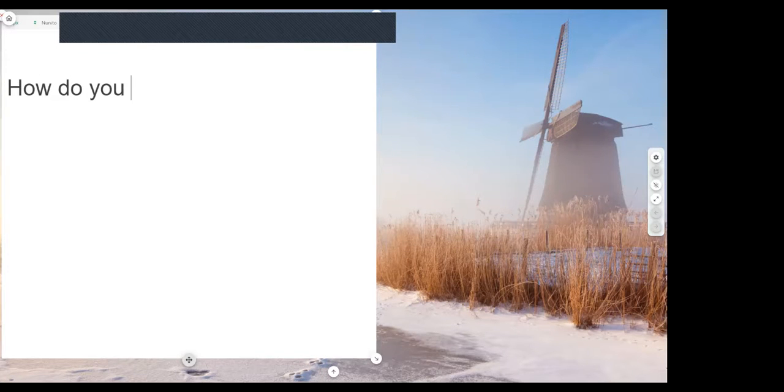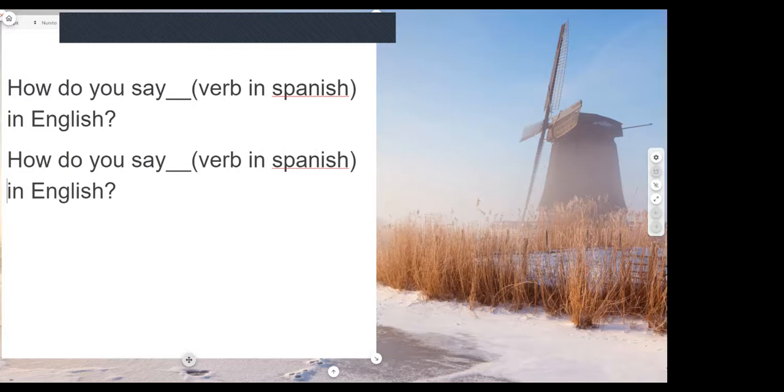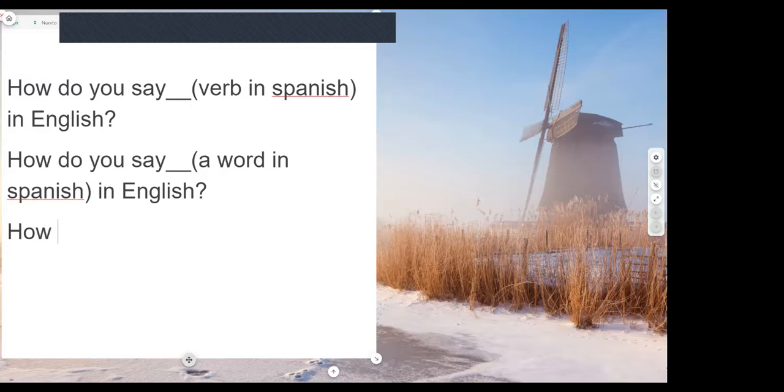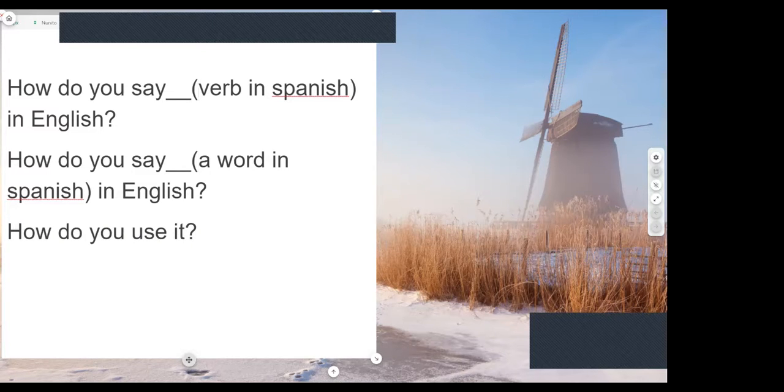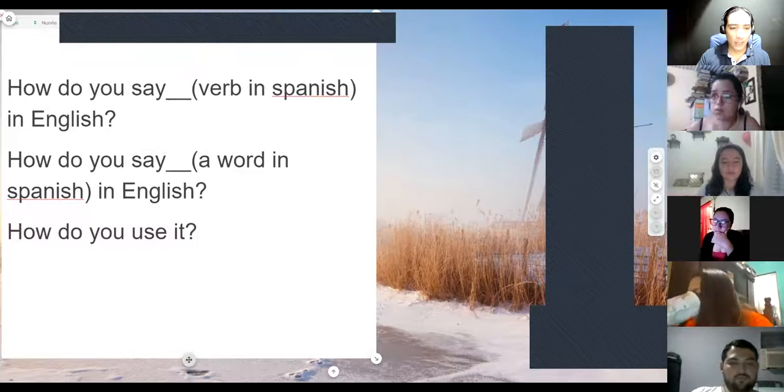So remember, you have to use the verb. How do you say the verb in Spanish? Okay, let me do it this way. Okay, in English. That's the first question. The second question is very similar. You say, how do you say a word in Spanish, okay? And then you ask, how do you use it? Okay, so first, how do you say soplar in English? Anybody? How do you say soplar in English?